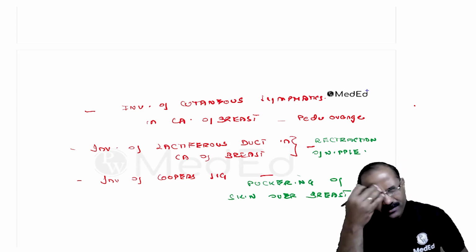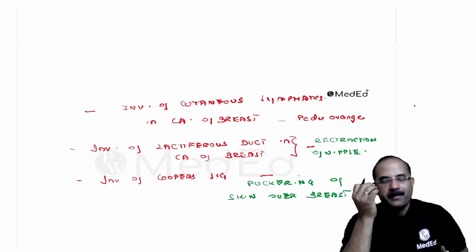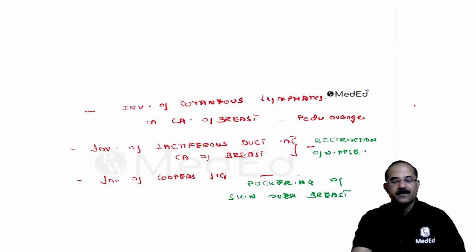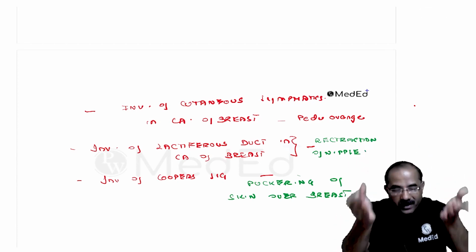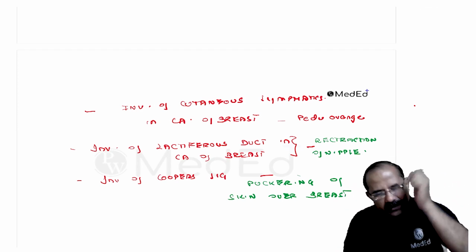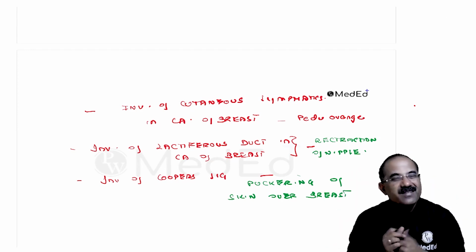In cancer of the breast, 3 things are involved: cutaneous lymphatics, the lactiferous ducts, and the Cooper's ligament. So Cooper's ligament involvement leads to a puckering of the skin over the breast. My dear children, can anyone tell me what is the main artery? What is the chief artery supplying the breast? That was an MCQ asked. Which is the main artery supplying the breast?